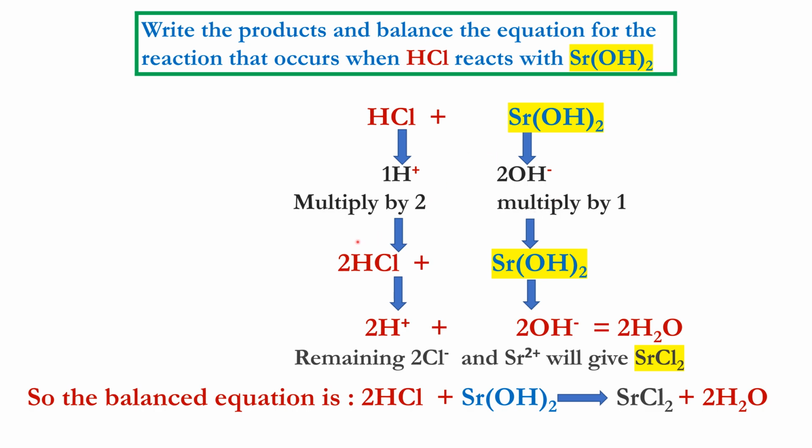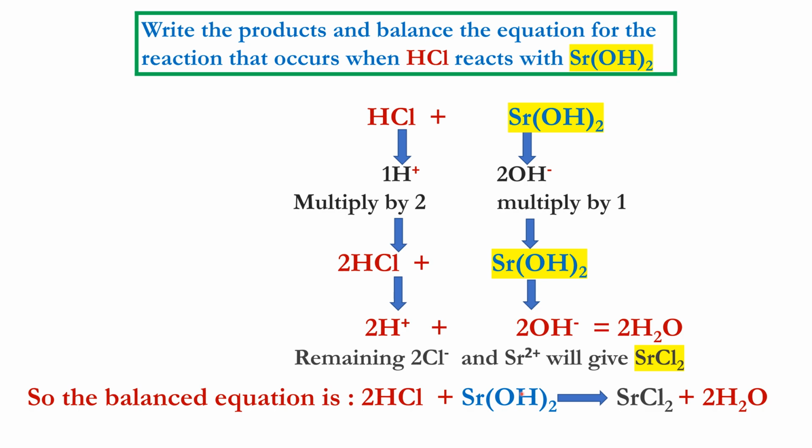If we add 2 here, we will have 2H plus, which is balanced with 2OH minus. We do not need to add any number here because 2H plus is already balanced with 2OH minus. When you combine 2H plus and 2OH minus, you get 2 water molecules. So 2 water molecules is one of our products. The remaining elements are chlorine and strontium, because we have already taken care of hydrogen and OH ions.